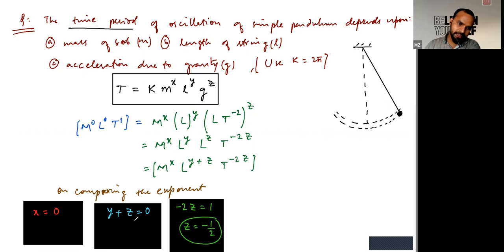Put this value Z in the second equation. So Y plus Z, minus half, is equals to 0. Or if you move this term to the other side, you will get Y is equals to plus half. So we have calculated value for X, Y, and Z.